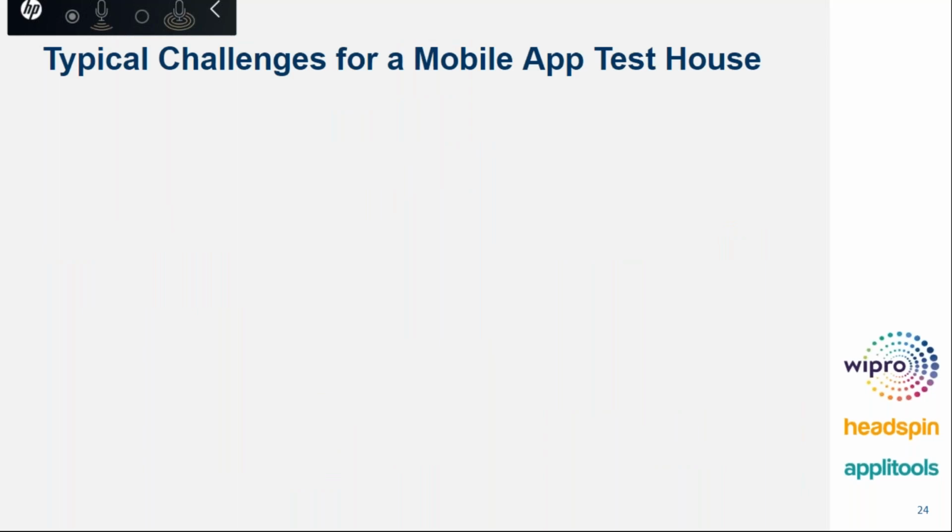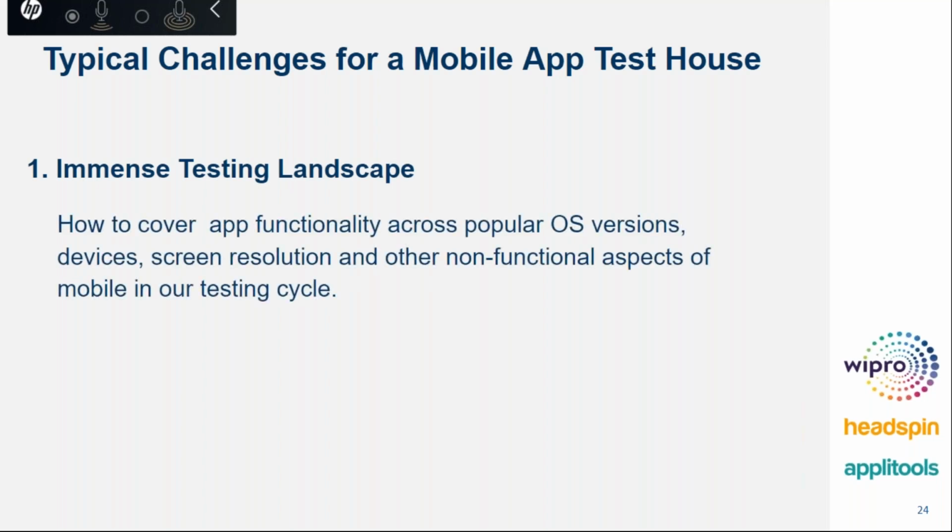Now that we have understood the mobile ecosystem in detail, let us look at the challenges which will be faced by a mobile application testing team or a mobile app test house. The first challenge, of course, is the immense testing landscape. We have already seen how vast the testing landscape for mobile applications is. So the challenge here is how to cover the app functionality across popular OS versions, the devices, various screen resolutions, and the other non-functional aspects of mobile in our testing cycle.